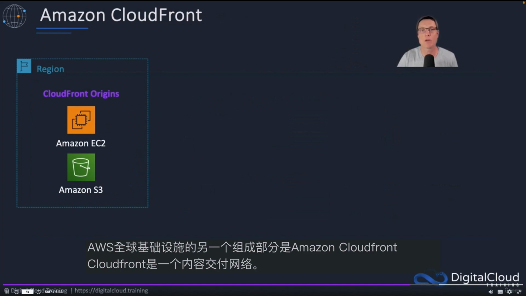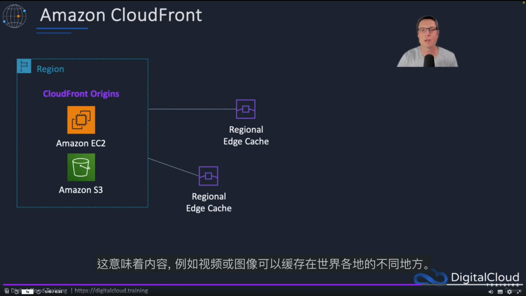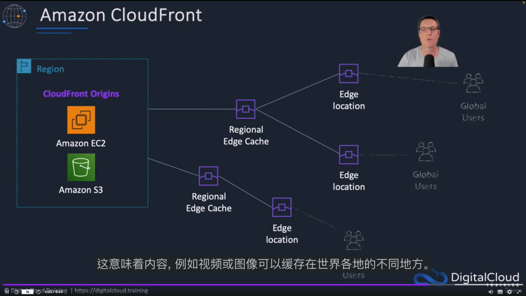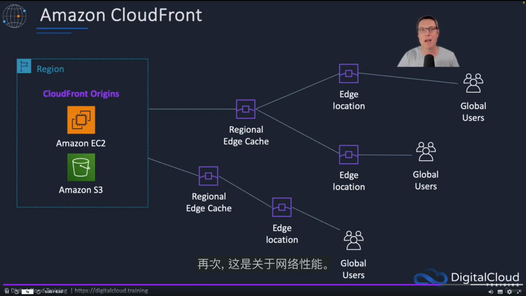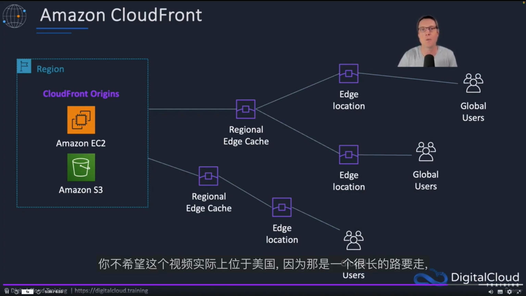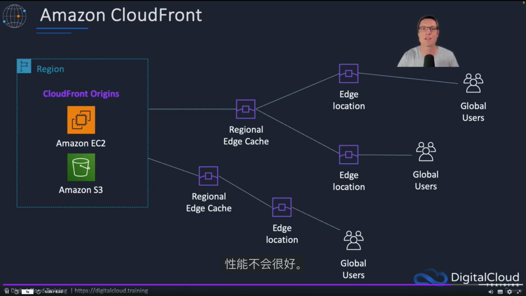Another component of the AWS global infrastructure is Amazon CloudFront. CloudFront is a content delivery network. What that simply means is that content, for example, videos or images, can be cached at different places around the world. And that means that users in those different places in the world are able to access those resources with lower latency. Again, it's about network performance. It's about the performance of the application. If you want to watch a video from Australia, you don't want that video to be physically located in the US because that's a long way away and the performance won't be good. So CloudFront makes sure that it's cached in different parts of the world so that there should be a copy of that video closer to you.